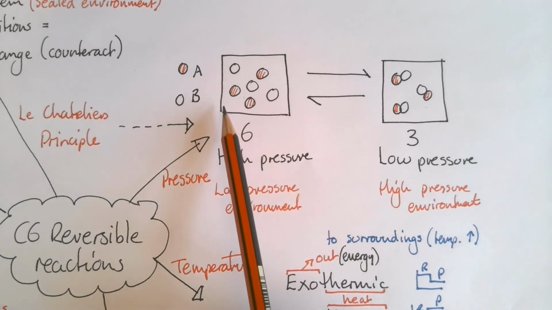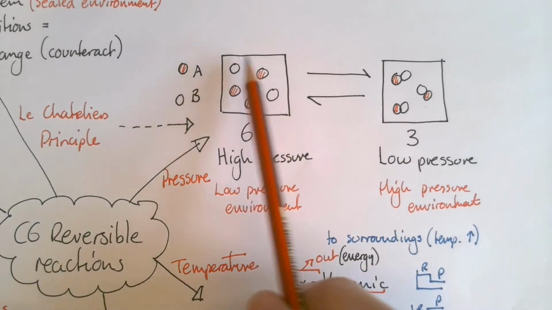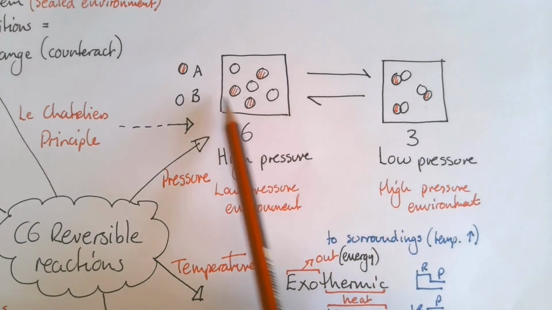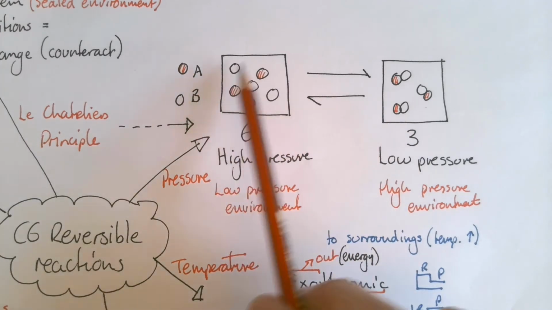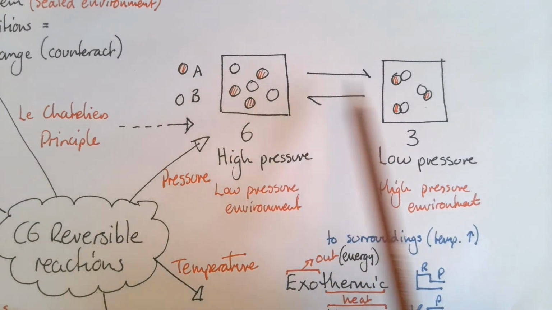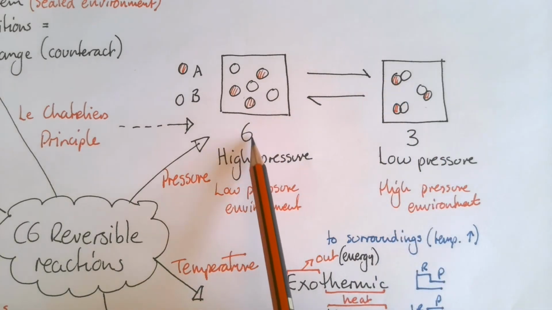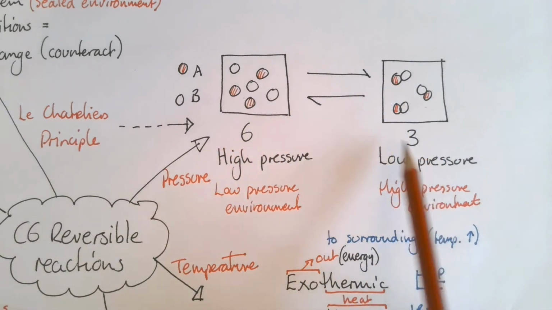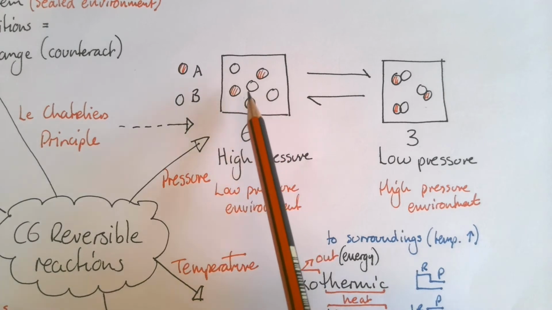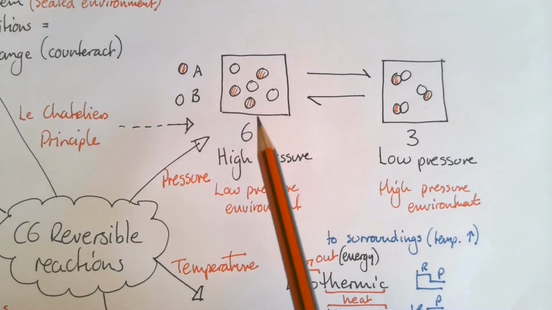If I've got a reaction that involves gases and they're in the same size container, I've got chemical A, chemical B, here they are, I've got three of each. When they react, they pair up. So I've got from 6 particles down to 3. So in this container, I've got 6 individual particles that can hit the sides of the container.